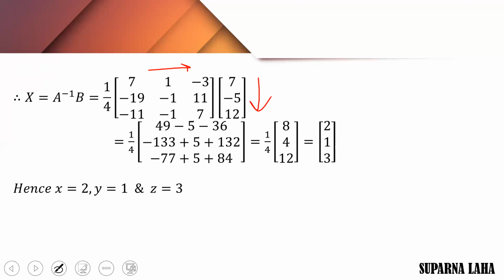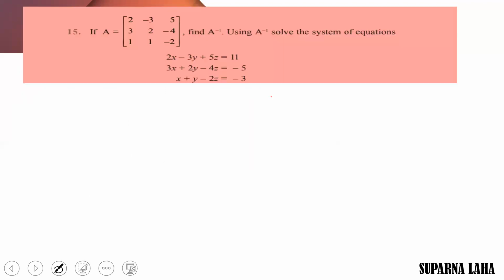So moving to the next question. Question number 15. If A is given, find A inverse. Using A inverse, solve the system of equation. This equation is given. Now look at that equation. 2 minus 3 plus 5, 3, 2 minus 4, 1, 1 minus 2.